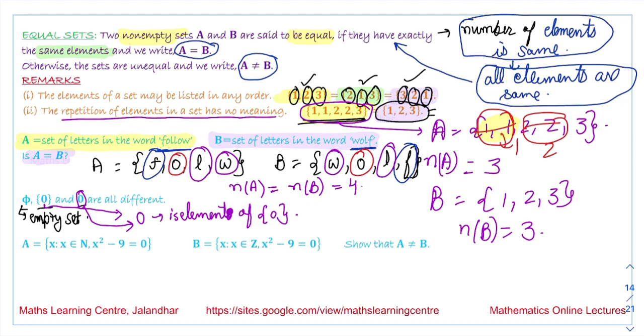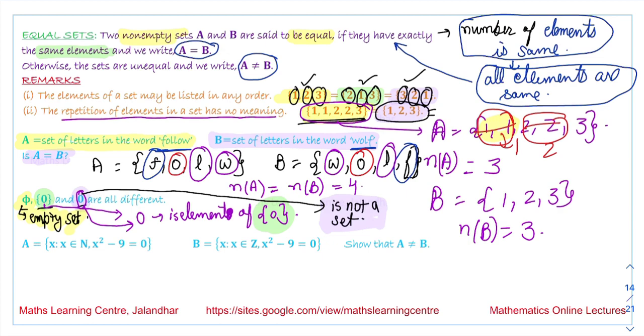When we are writing 0 only, without any brackets, it is not a set. So these are three things: writing phi is the empty set; writing 0 in brackets means it is a set that contains the element 0; and third, when we are writing 0 only, it is not a set. So 0 is not a set.